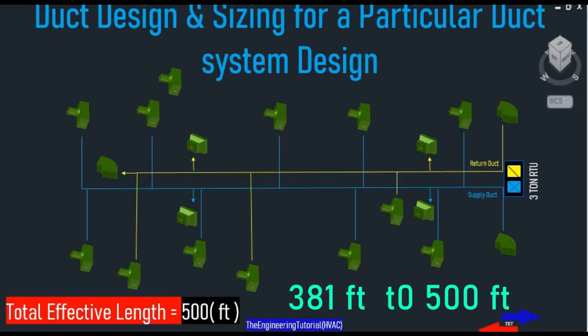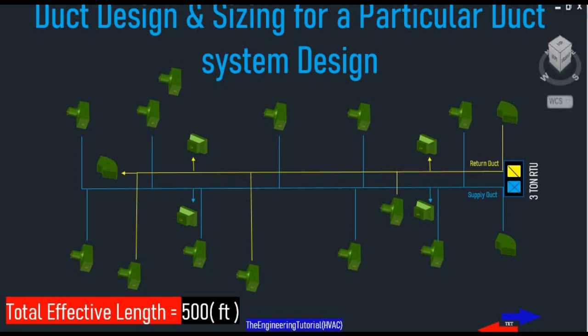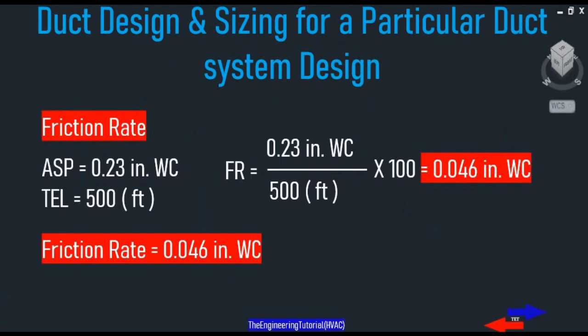To see what's going to happen to our friction rate, as you can see in the second example, we have lots of fittings, and let's just say the total effective length for this design is 500 feet. Just divide the ASP of 0.23 by the TEL of 500 feet times 100, and we come up with a friction rate of 0.046 inch of water column.